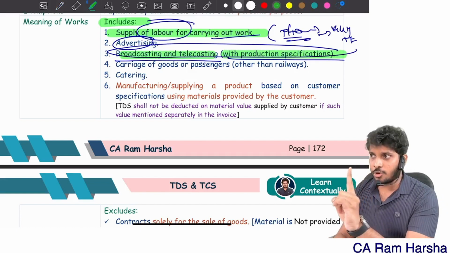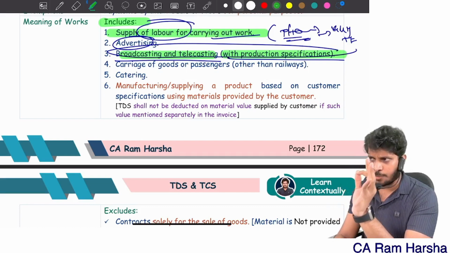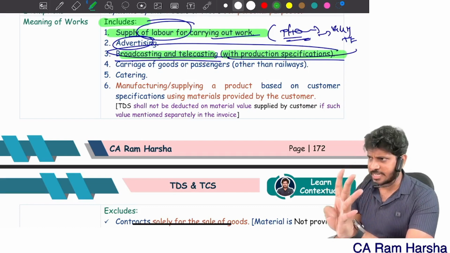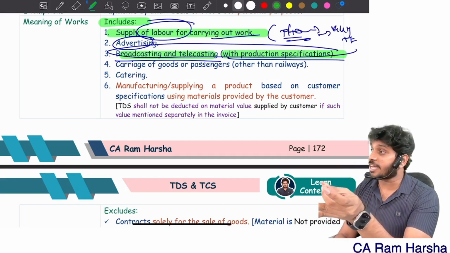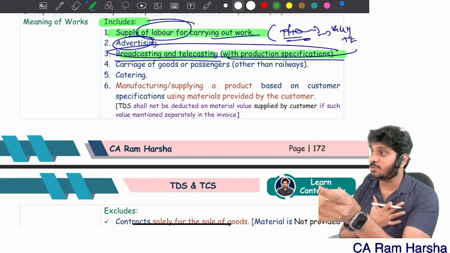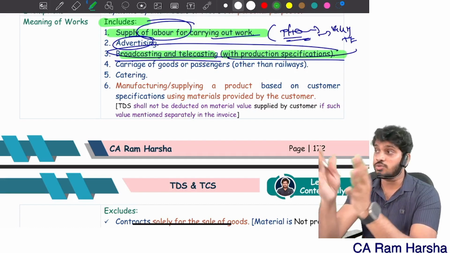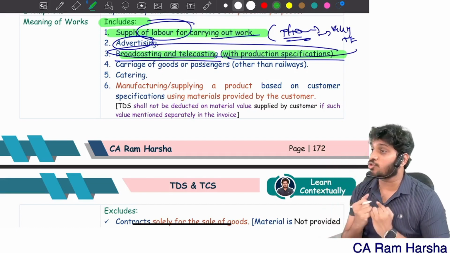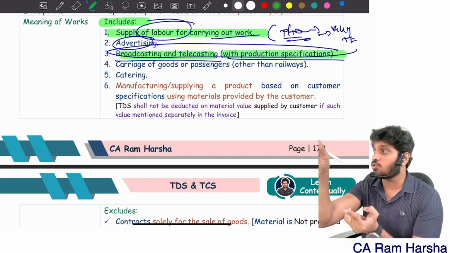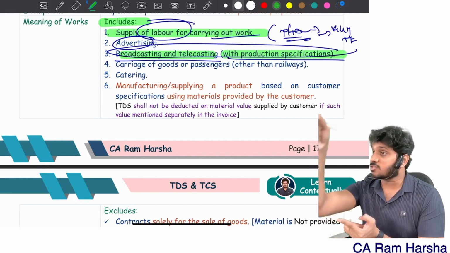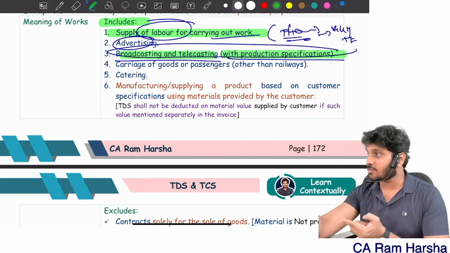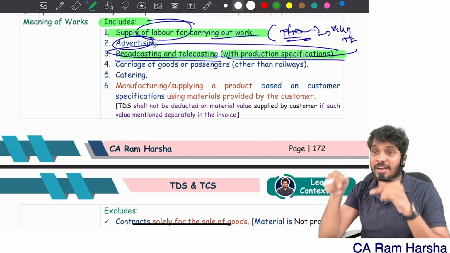Suppose I am paying some amount to a company where they do broadcasting and telecasting. They take care of broadcasting, telecasting, and production also. Production of the ad as per my specification. I will tell them how the ad should be. They will design the ad according to my specification. It means they are carrying out some work. The amount paid is for the work, and they are doing telecasting and broadcasting. The TDS will apply under 194C.